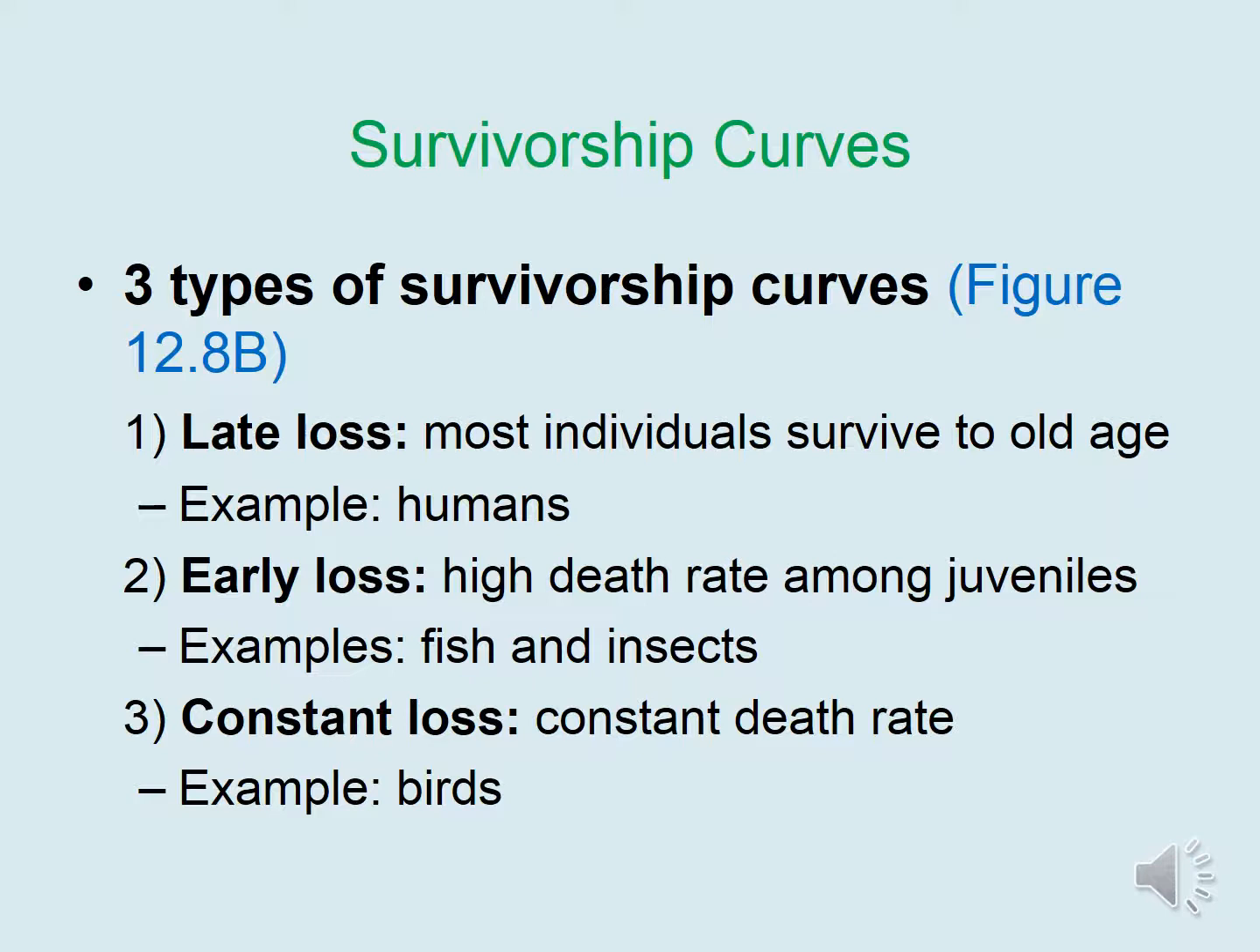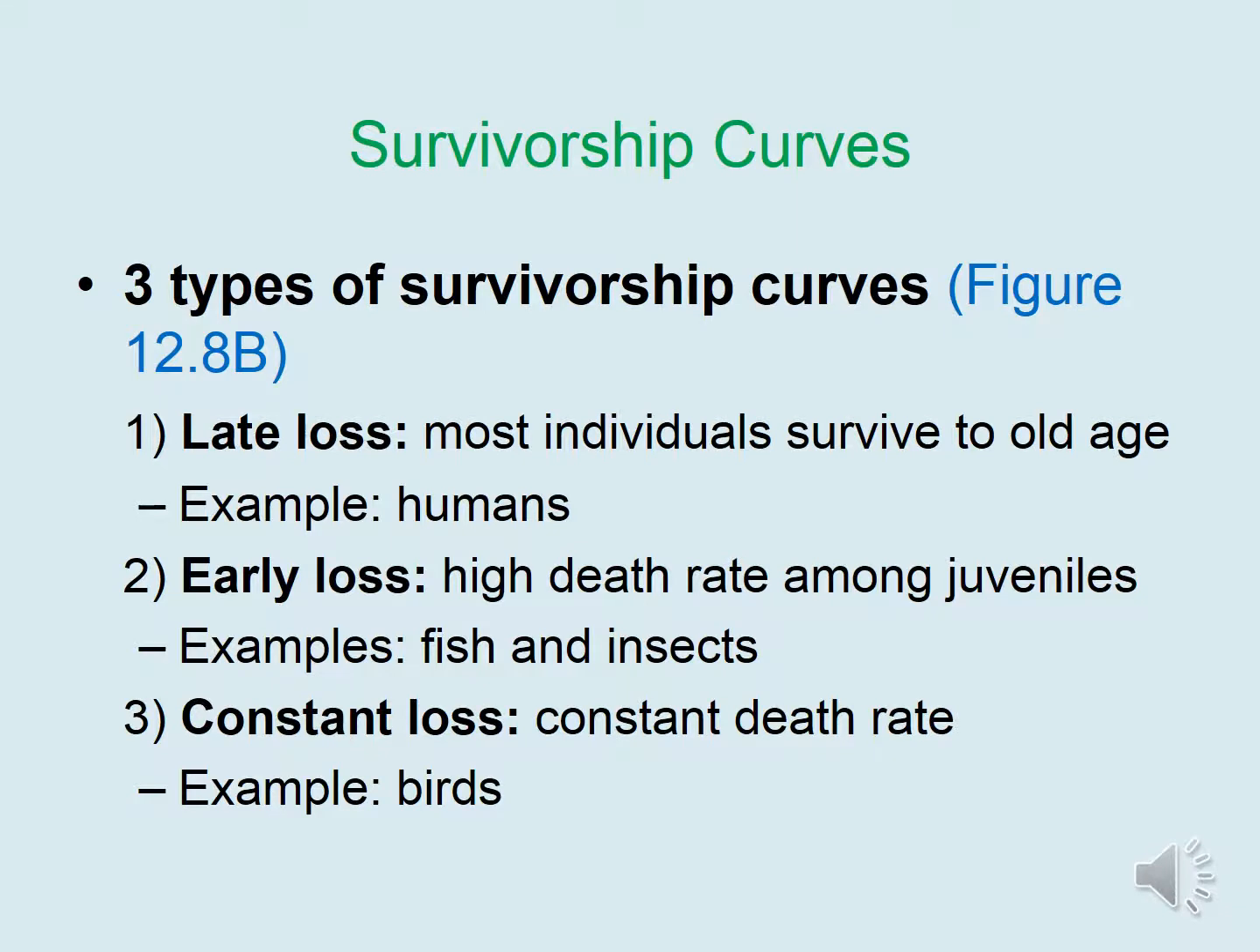In late loss populations, most individuals survive to old age. An example is humans, in which most of us are expected to reach a certain age into adulthood. For instance, it is much more common to hear about an 80-year-old dying than a 5-year-old dying. Early loss populations are the exact opposite in that there is a very high death rate among juveniles. Examples include fish and insects, in which many offspring are produced at once but receive no parental care. Therefore, many of the fish and insects are eaten as juveniles.